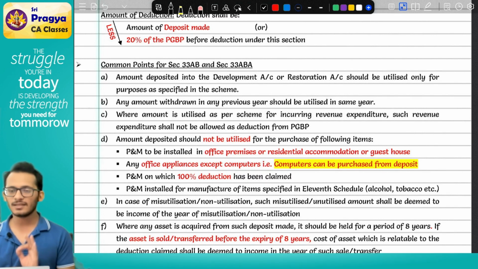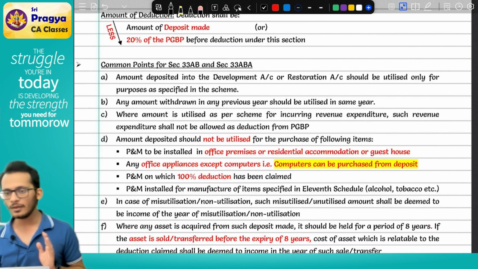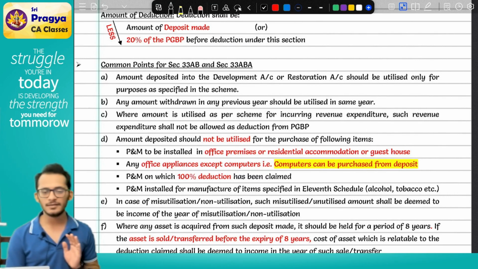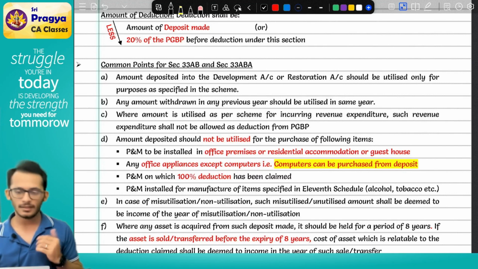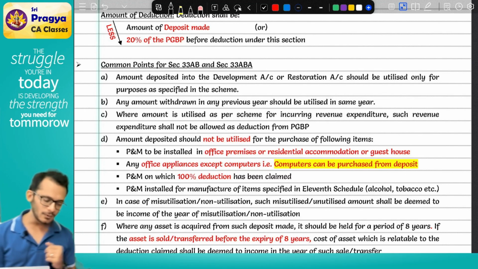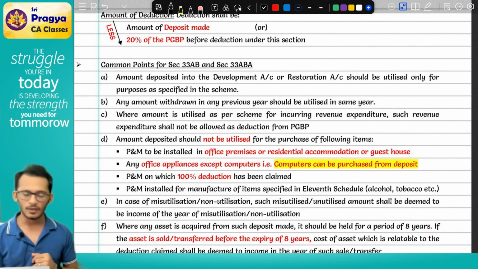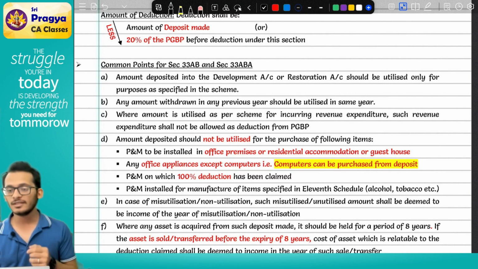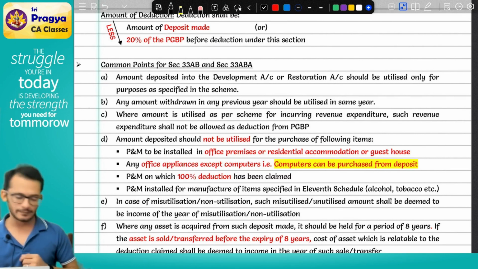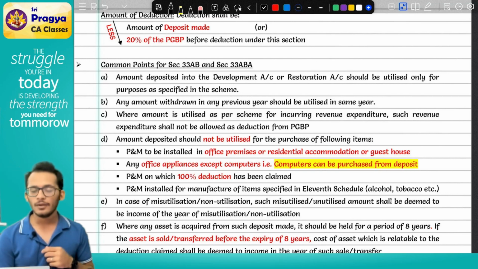In simple words, Rahul, you should use this money only for capital expenditures. You cannot use this money for revenue expenditures. Yes, yes. Next, any amount deposited should not be utilized for the following purpose. Purpose number 1, it should not be used for installing machinery in your office premises, which means you should only use it for installing machinery in the factory.